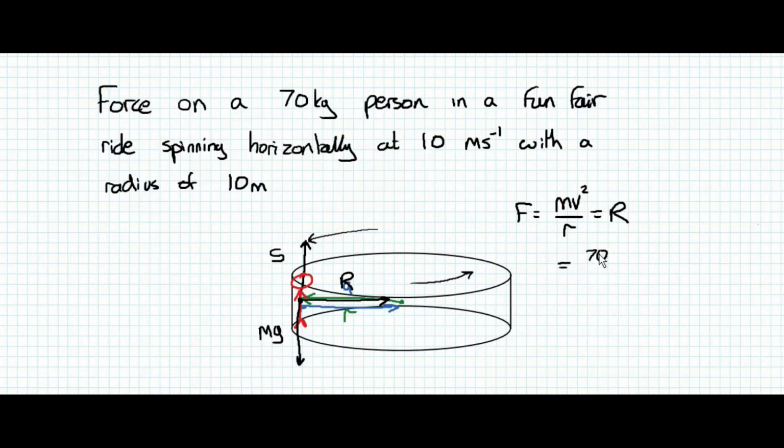Mass is 70 kilograms. The speed that we're travelling is 10 metres per second. That's squared. And the radius is 10. And you can see that must be 700 newtons of force, approximately equal to the person's weight, making the person feel very disorientated indeed.